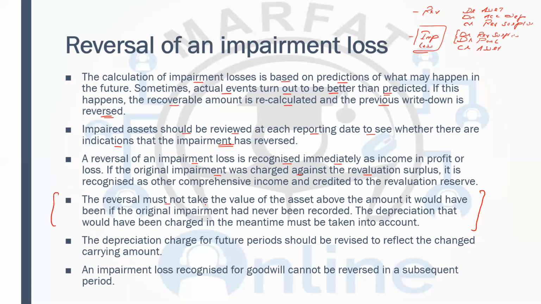The reversal must not take the value of the asset above the amount it would have been if the original impairment had never been recorded. The depreciation that would have been charged in the meantime must be taken into account. Now, whenever you have a reversal of an impairment loss, remember, you have to calculate the carrying value now, and the carrying value had the asset not been charged any impairment. And you cannot take the asset beyond that. Now, again, I told you we have to do an example.